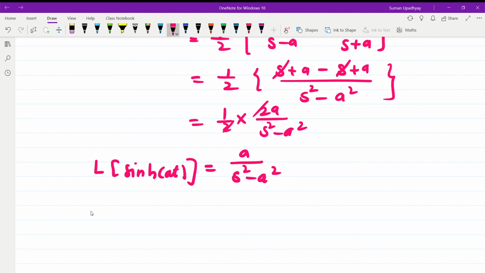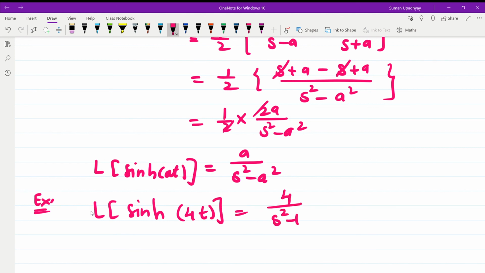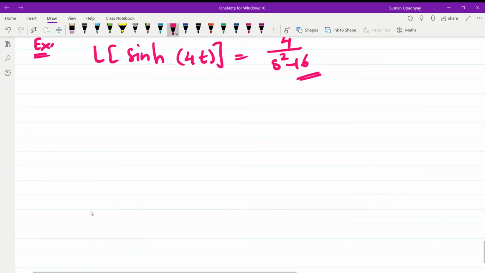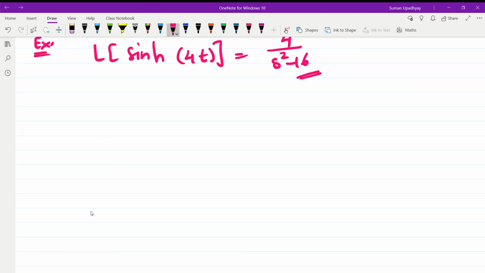So in the Laplace transformation of sine at we are having a upon s square plus a square, wherein for hyperbolic sine of at we are having a upon s square minus a square. That's the only difference. For example, the Laplace transformation of hyperbolic sine of 4t is 4 upon s square minus 16. So this way we are going to use the formula for finding Laplace transformation problems.